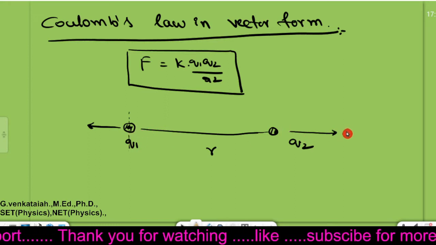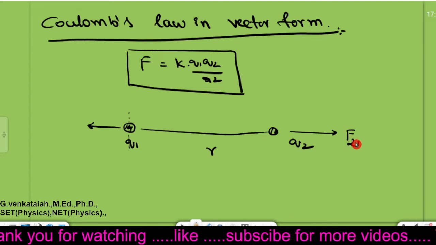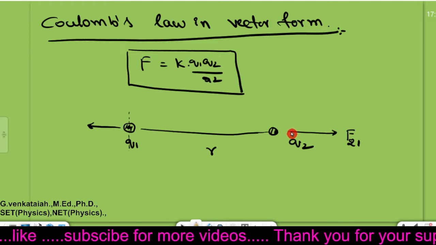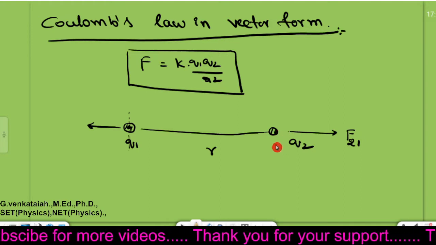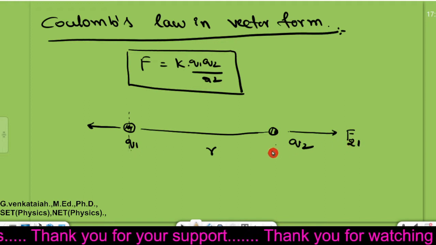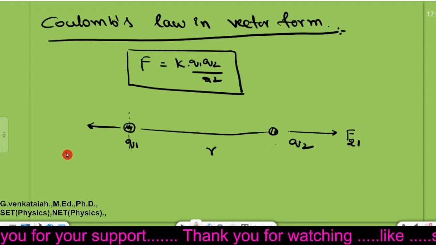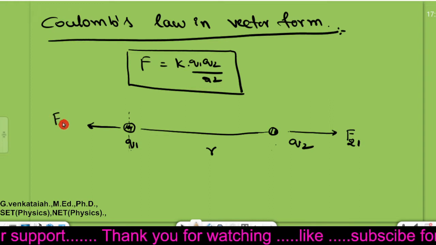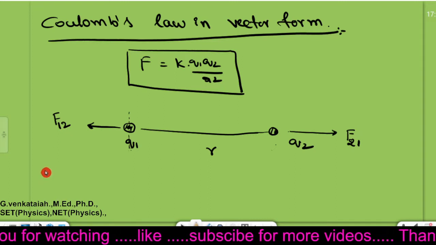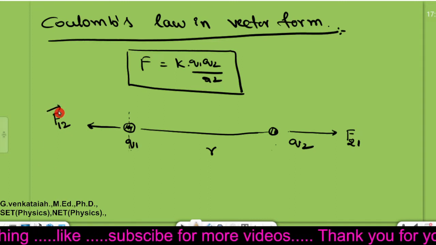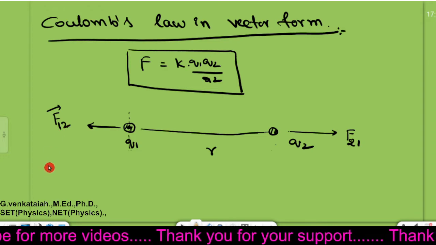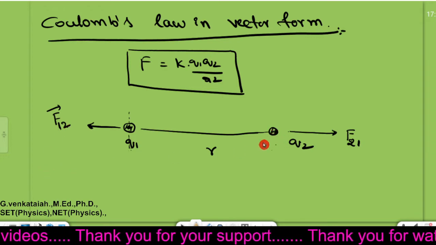See this force F21. We denote it F21 because it is the force of repulsion acting on the second charge due to the first charge. Now we also need to write the force of repulsion acting on the first charge due to the second charge. Now let me go to the first one.